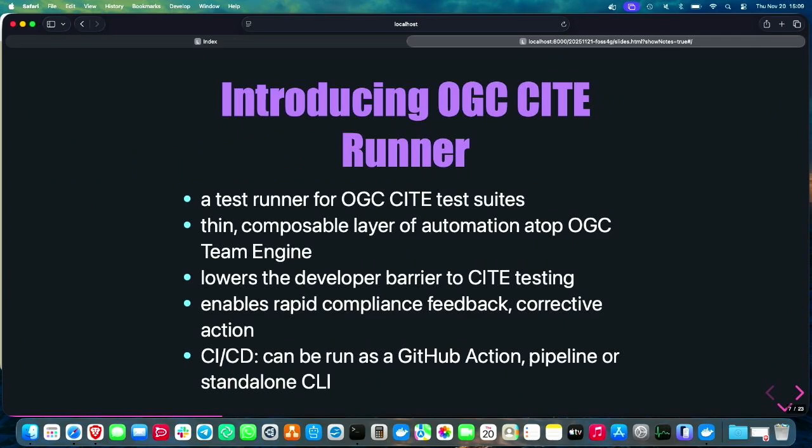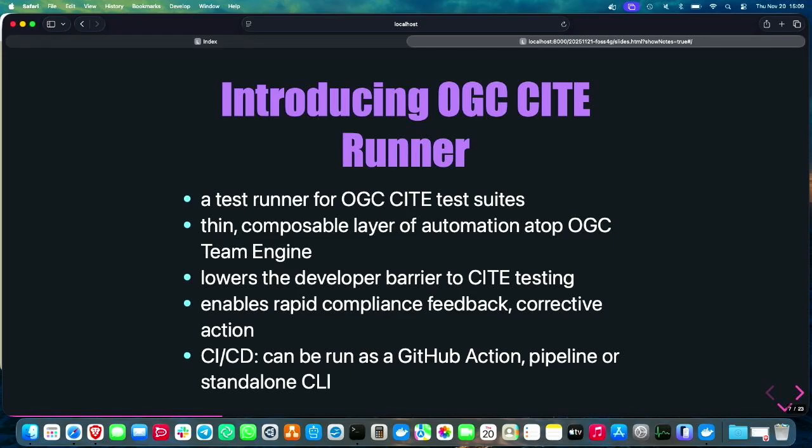So now, with that, we introduced OGC CITE Runner, which is a test runner for OGC test suites, and it's an abstraction on top of the way you would interact with OGC CITE and TeamEngine. It allows for CI/CD type integration, so you can put this as a GitHub action. You can run this on the command line just the same, and you can handle things that way.